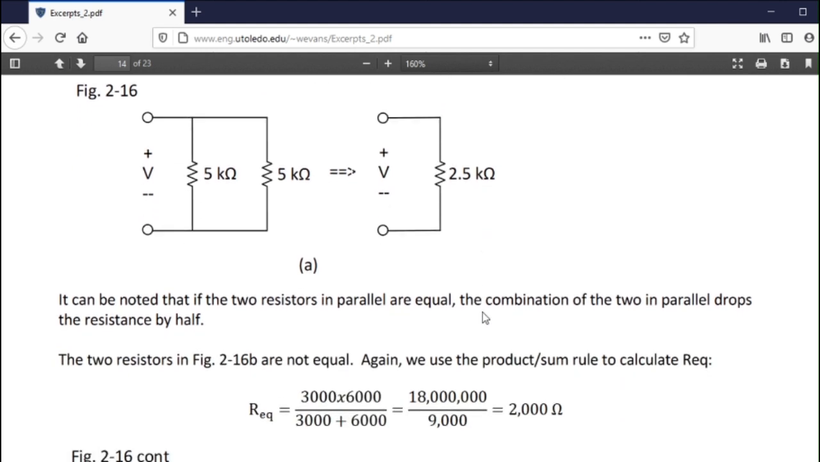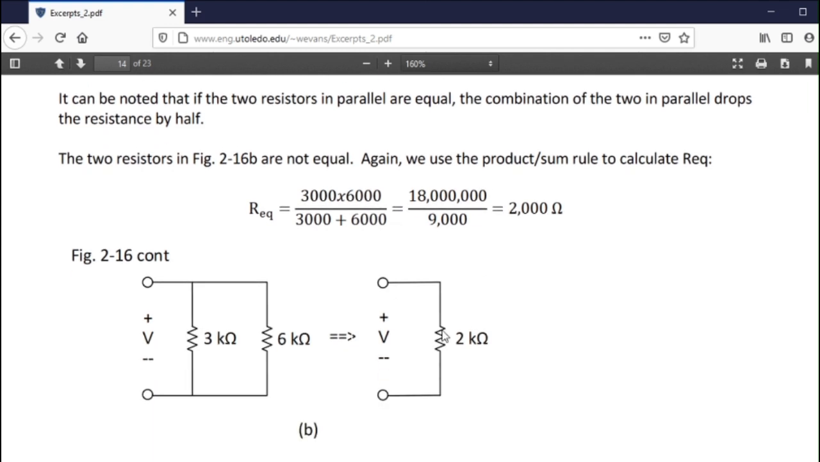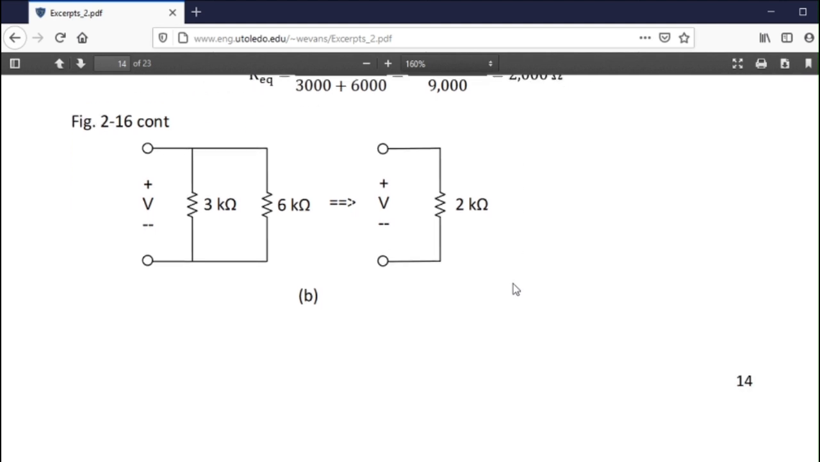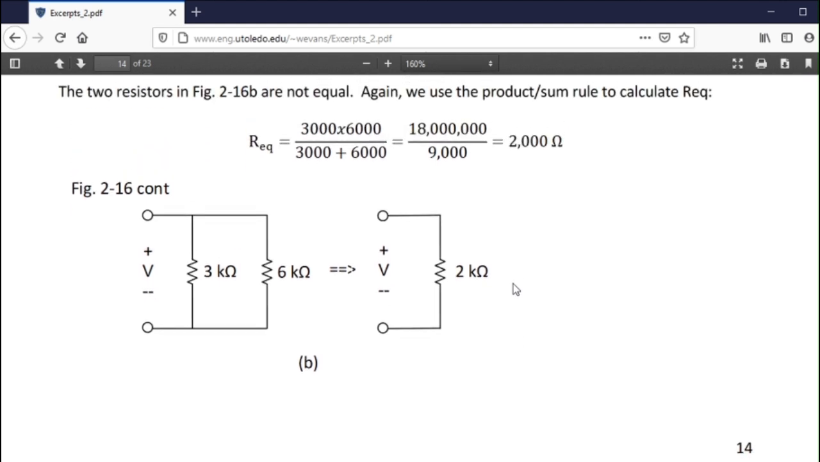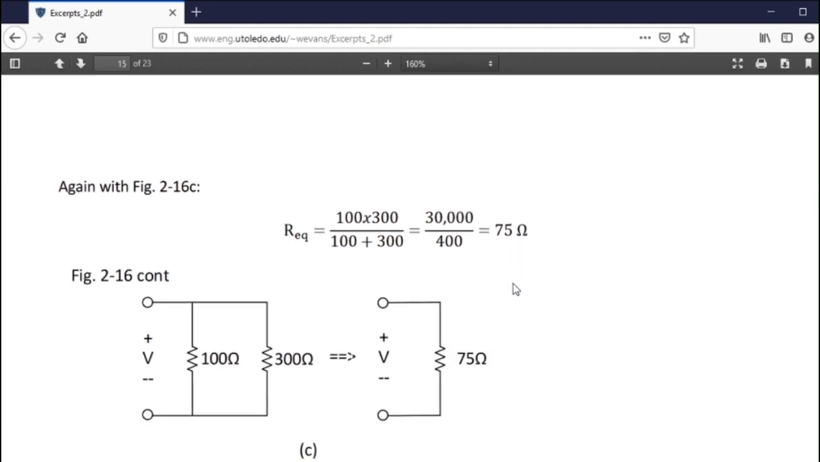Okay, so here's another one. 3K and 6K. What's the R equivalent? It's 3 times 6 over 3 plus 6. There you go. Or it's 2,000. Okay, what is this one? I want an R equivalent. 100 times 300 over 100 plus 300.